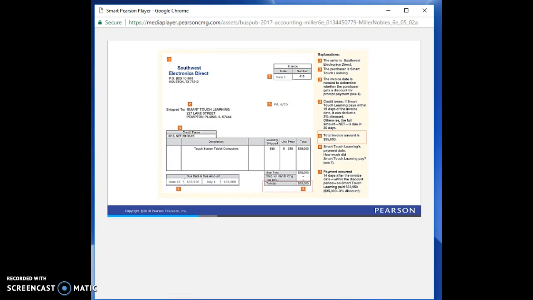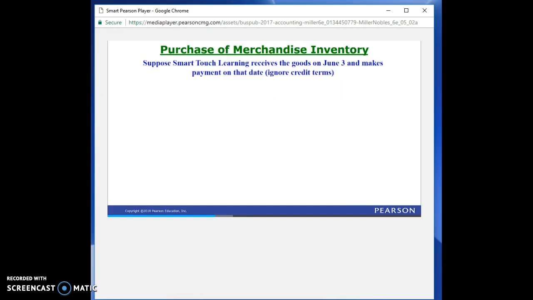Once the invoice is paid, we'll also mark on the invoice when it was paid. It looks like this invoice was paid on June 15th. When Smart Touch Learning paid this invoice, they didn't pay the entire $35,000. They paid only $33,950 because they made the payment within 15 days and received that 3% discount. Let's show you now how we record the purchase of merchandise inventory.